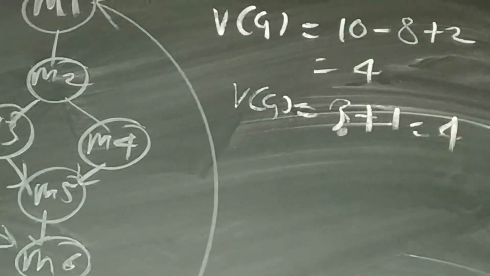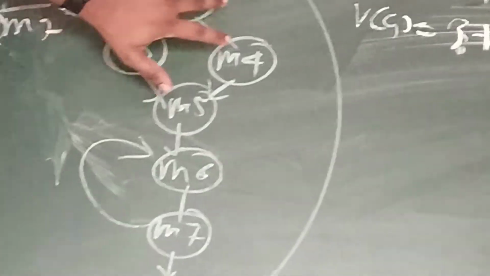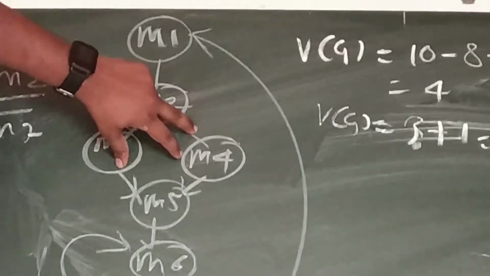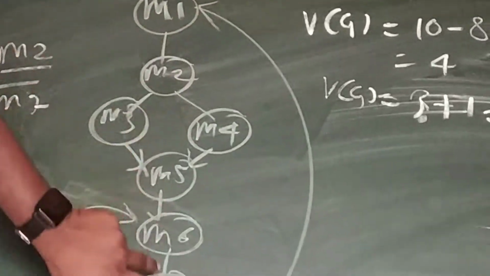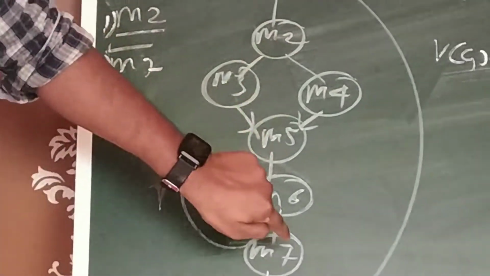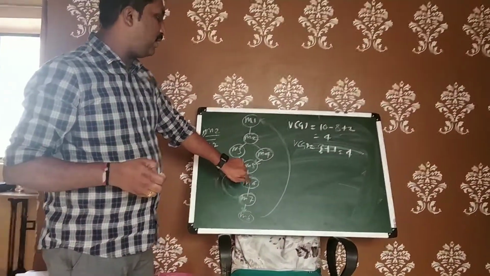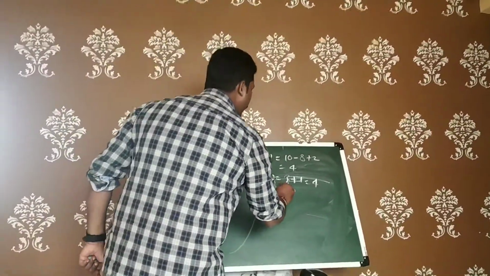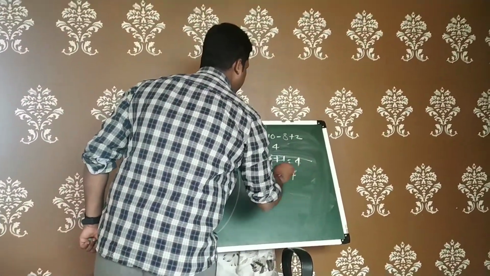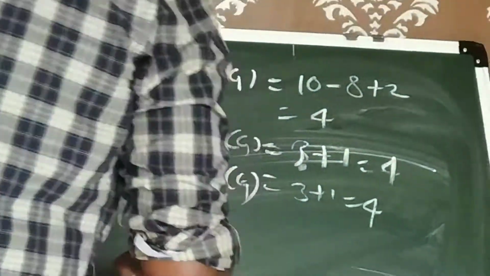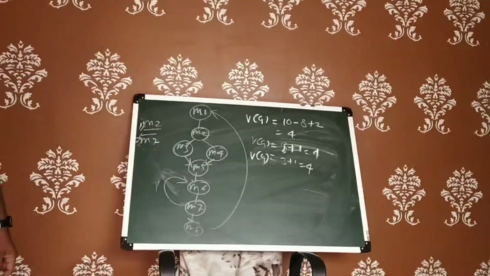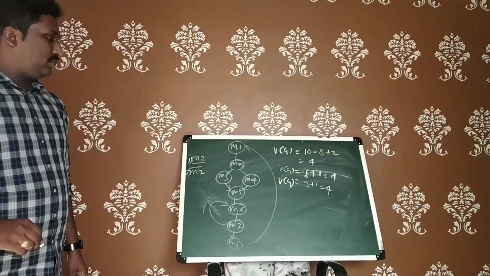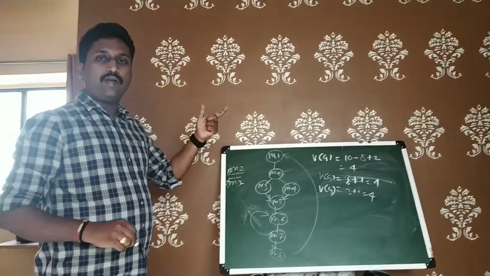Another formula is number of regions. So how many bounded regions are there? 1. This is also creating one loop. So 2. This region is one more region. 3. 3 plus 1 will give you 4 regions. Okay. So what is the path? There should be a total of 4 independent paths.